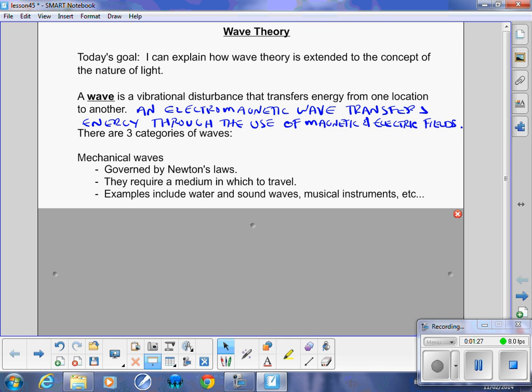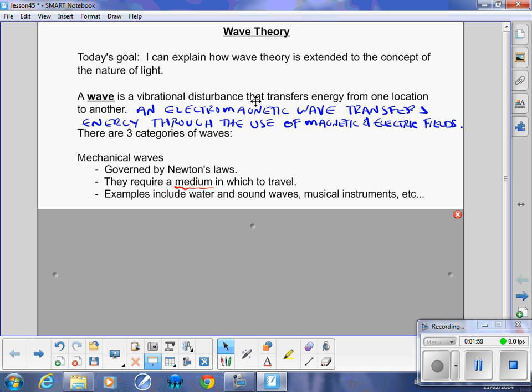So you have the note in front of you. There's three categories of waves. So we have our mechanical waves, and those are the ones we dealt with in grade 11, and they're governed by Newton's laws. So we have our angle of incidence equals angle of reflection. We have refraction properties, and all of them require a medium to travel. So mechanical waves include sound, for example, and water waves. They need to have that medium to transfer the energy.